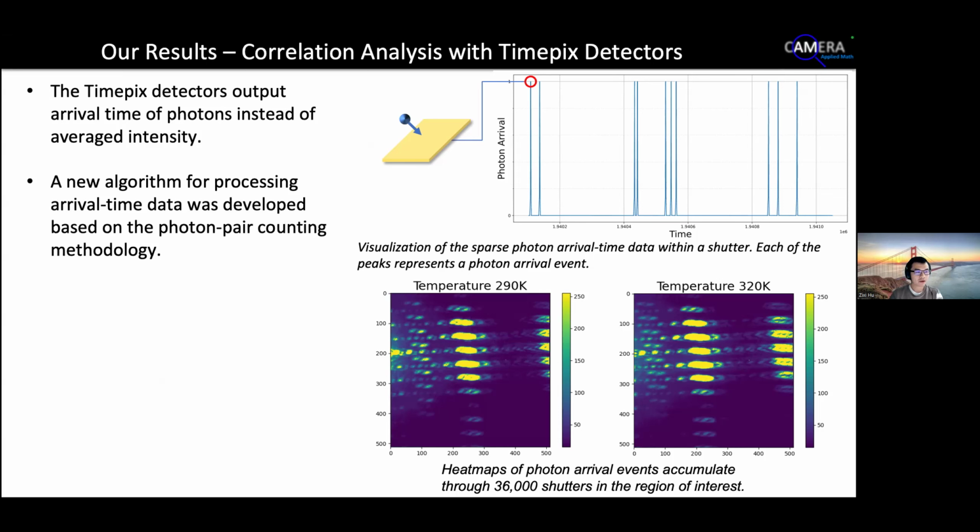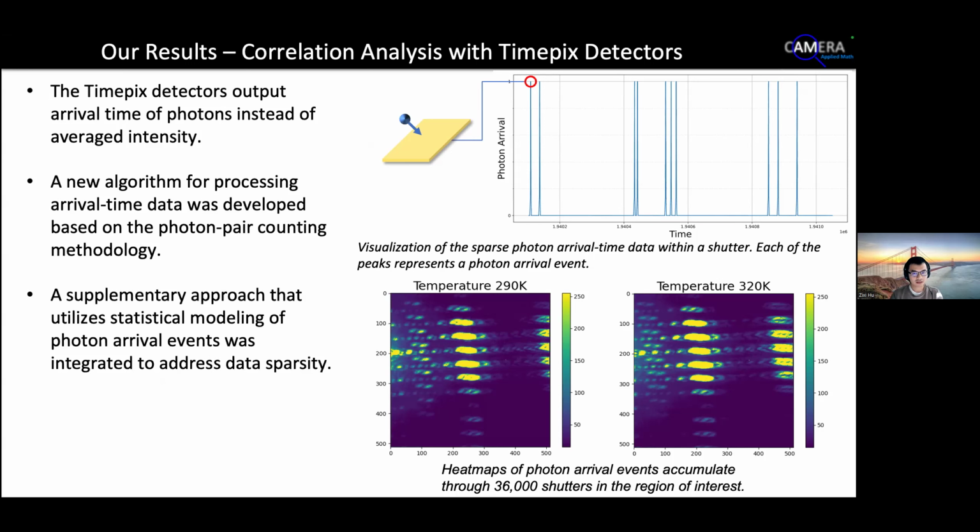So instead, we count directly the number of photon pairs with specific lag time. As we can see from the visualization, the data could be really sparse. So we also integrate a supplementary approach to correct the bias and noise that dominates when the data is very sparse. For example, when calculating the denominator of the G2 function, there's a bias term resulting from the Poisson statistics of the particles, of the photons.